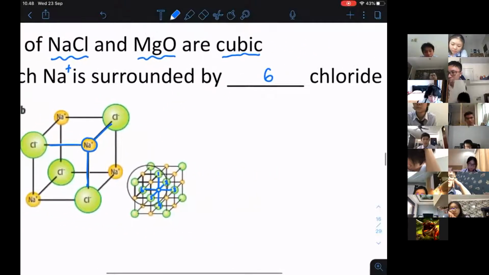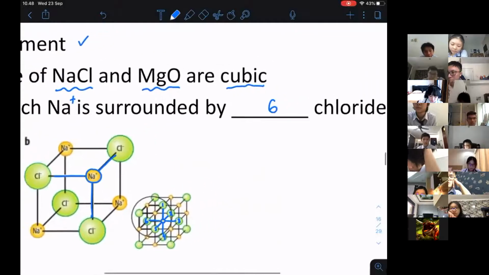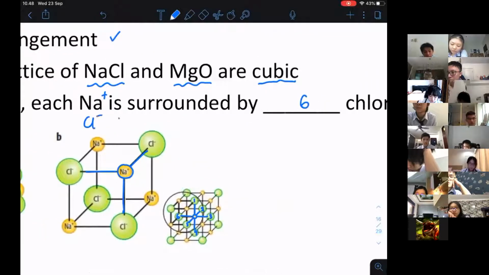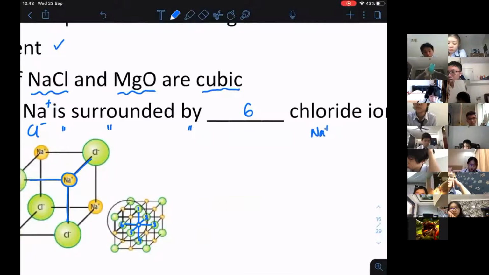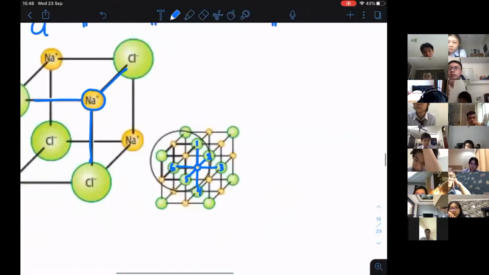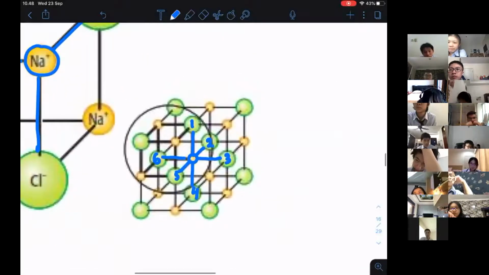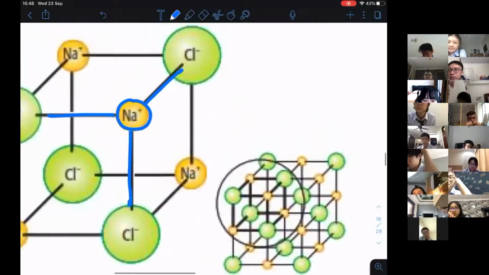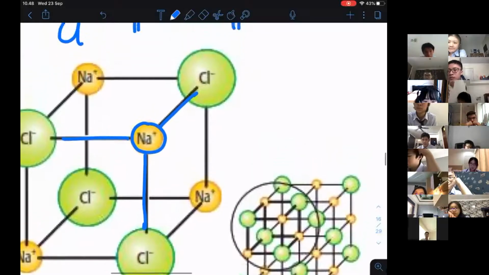Now if we change this question, how about each chloride ion is surrounded by how many sodium ions? Maybe we'll ask Owen. How many do you think? Chloride ions means the green ones. Each chloride ion is surrounded by how many sodium ions?